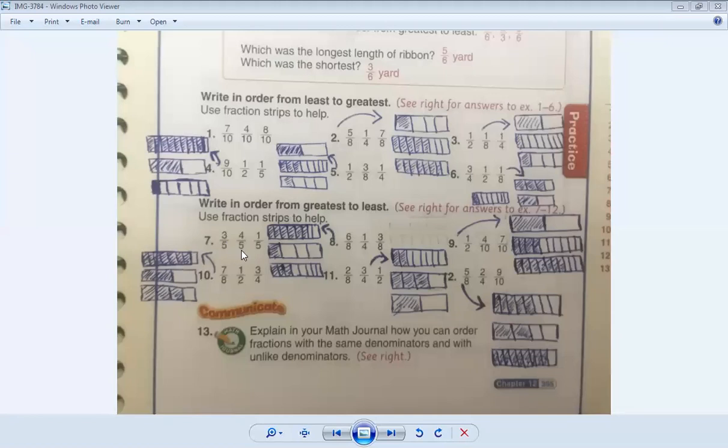Greatest to least. The greatest one, very good, Sarah. 4 out of 5, then 3 out of 5, then 1 out of 5. Very good. So let's go to number 8. Yalla, number 8, you have these 3 fraction strips. 6 out of 8, 1 out of 4, and 3 out of 8. So what is the greatest one? Greatest one, 6 out of 8, very good.